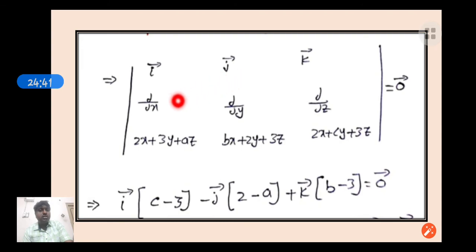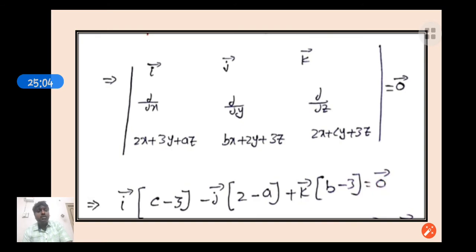In the same way I can calculate the remaining things also. Minus j bar into, by deleting the second row and first column, dou by dou x of this one, with respect to x it is 2, minus dou by dou z of this one, with respect to z it is a, so minus 2 minus a. Plus k bar into, by deleting the last column and first row, dou by dou x of this one, it is b, minus dou by dou y of this one with respect to y, it is minus 3, is equal to 0 bar.